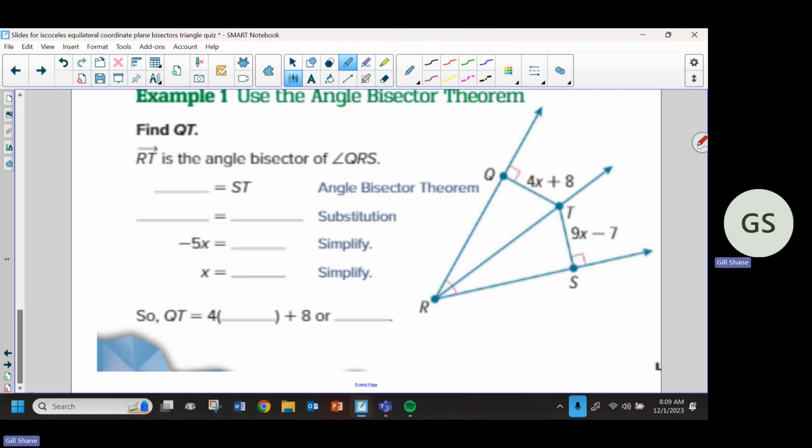And I mean, we really just did that. Tell you what, we're going to skip that. You can try that one on your own, example 1. We pretty much just did something like that. It's telling you that RT is the angle bisector. So if we know that's a bisector, we know what? What's the concept we need to do?